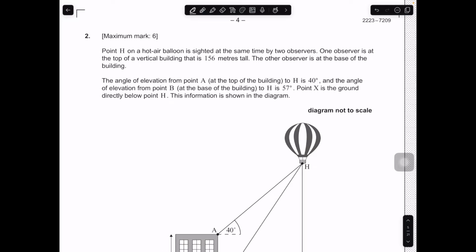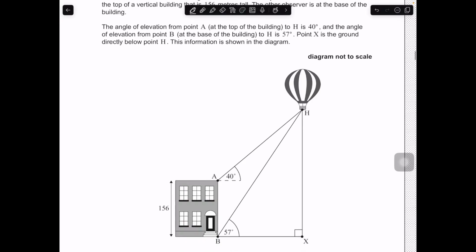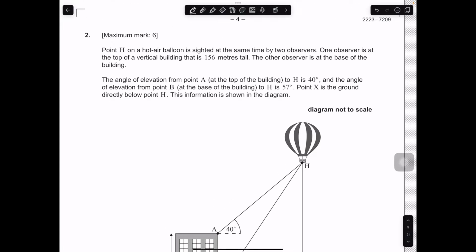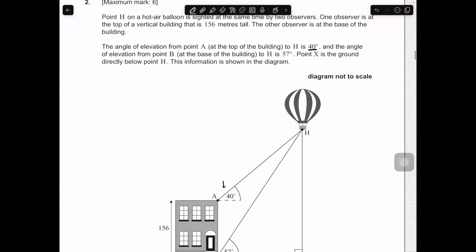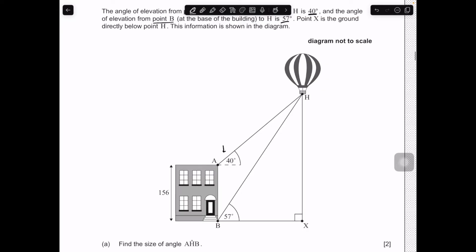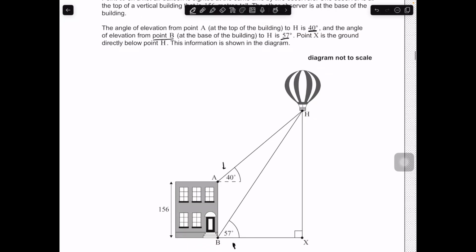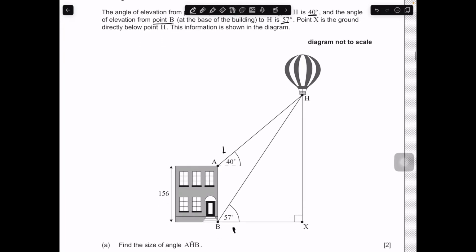All right. Part 2, looks like we have a trigonometry question here. Point H on a hot air balloon is sighted at the same time by 2 observers. One observer is at the top of a vertical building that is 156 meters tall. The other observer is at the base of the building. The angle of elevation from point A at the top of the building to H is 40 degrees. So from point A, we're talking about this angle. And the angle of elevation from point B at the base of the building is 57 degrees, right here. Point X is the ground directly below H, and this information is shown in the diagram.